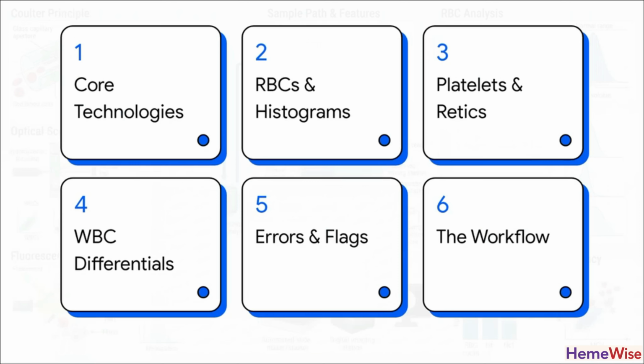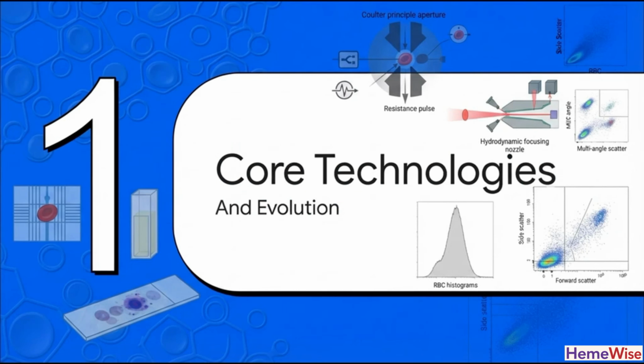Let's get into it. Here's our roadmap for this explainer. We'll hit core technologies, RBCs and histograms, platelets and reticulocytes, WBC differentials, errors and flags, and wrap it all up with the workflow. Section 1, Core Technologies and Evolution.